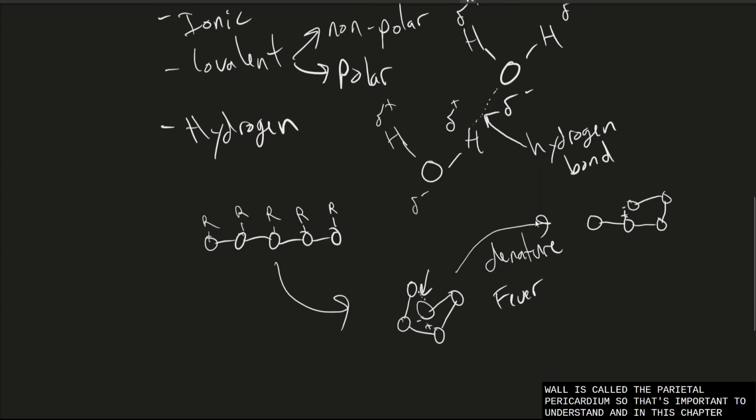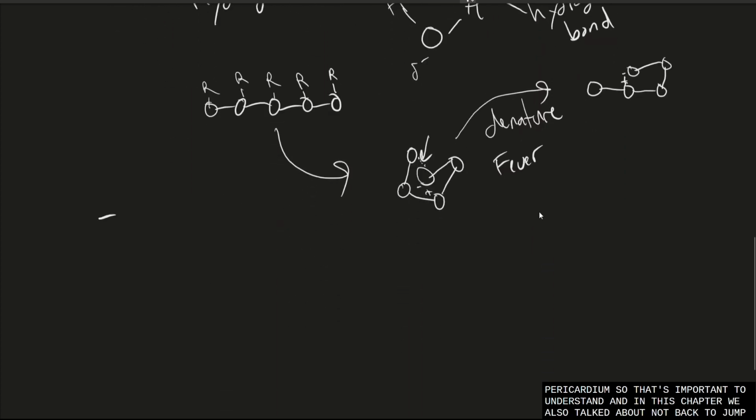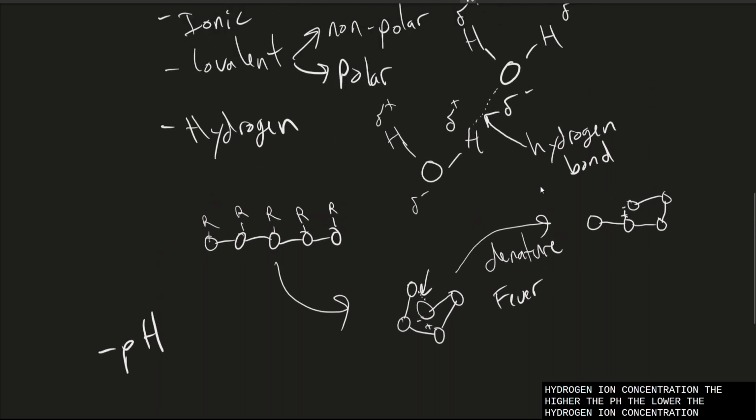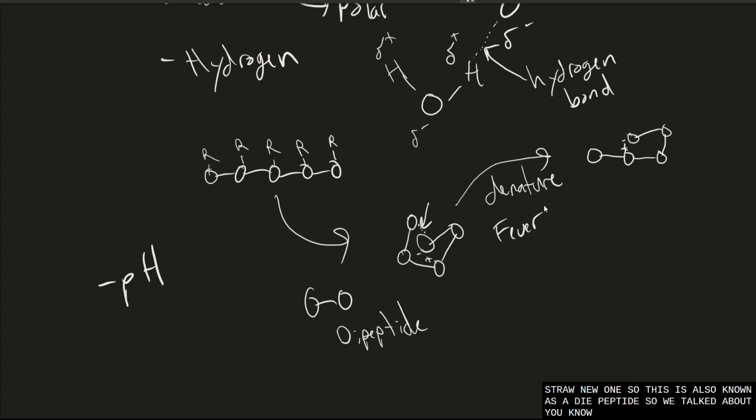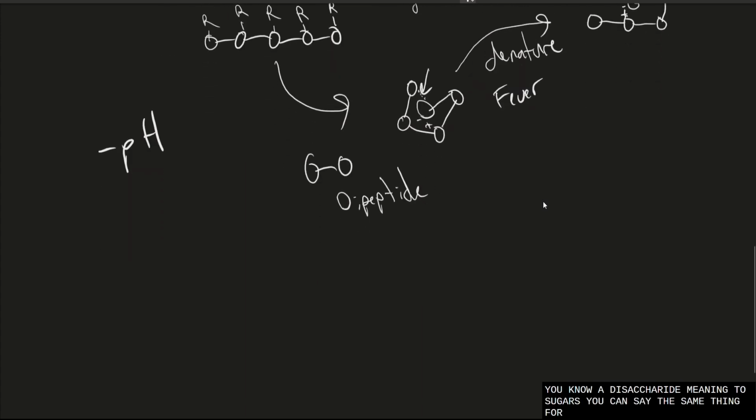And in this chapter, now back to chapter 2 here, we also talked about pH. So understand pH, and understand the lower the pH, the higher the hydrogen ion concentration. The higher the pH, the lower the hydrogen ion concentration. And here, if I were to draw an amino acid again, let's draw a new one. This is also known as a dipeptide. We talked about a disaccharide, meaning 2 sugars. You can say the same thing for a dipeptide. A dipeptide would be 2 amino acids. So this would still be a protein.